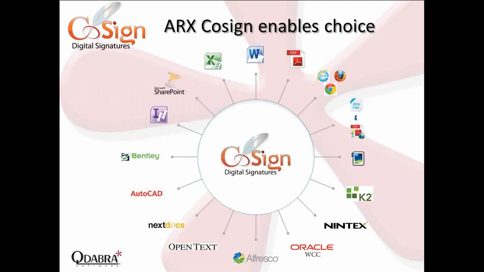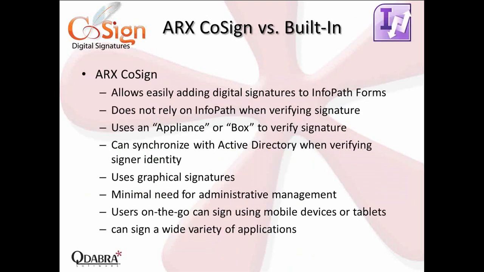Also, the biggest advantage with CoSign is you can use it with many different applications, not just InfoPath. You can use CoSign's digital signatures with Word, Excel, PDF, and many others. So having one digital signature solution for all your processes is a big factor that you might want to consider when choosing the path of digital signatures.